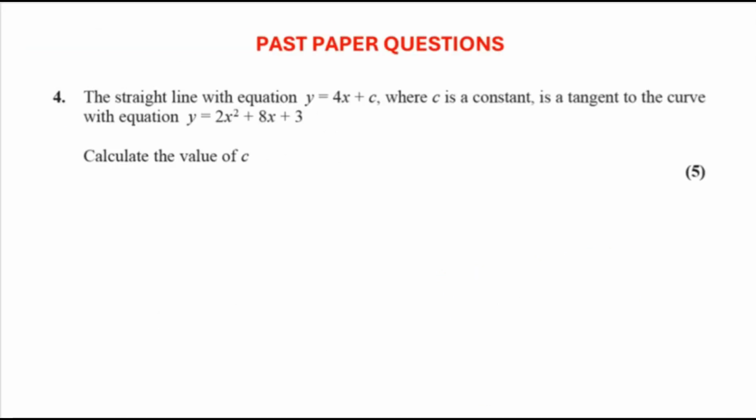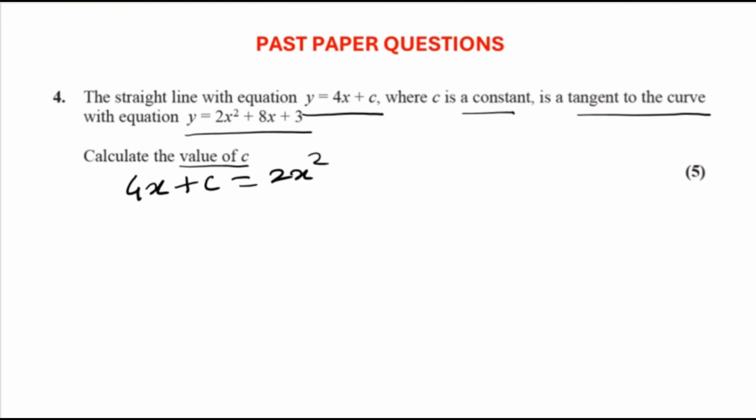Let's move to past paper questions. The straight line with equation y is equal to 4x plus c, where c is a constant, is tangent to the curve with equation y is equal to 2x squared plus 8x plus 3. Calculate the value of c. We know this linear equation is intersecting the quadratic graph at one point. To find the intersection point, the first step is to equate both equations. So 4x plus c is equal to 2x squared plus 8x plus 3.